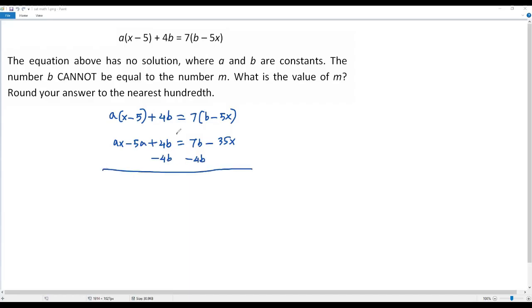Now let me subtract 4b from both sides of this equation. Then the positive 4b and negative 4b will cancel out. I'm getting ax minus 5a on the left side. On the right side, when I combine positive 7b and negative 4b, I am getting positive 3b, then negative 35x. Now we can write the x term first, that is negative 35x, and now we can write the constant term, that is positive 3b.